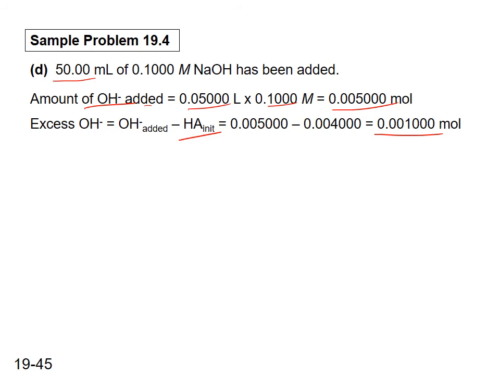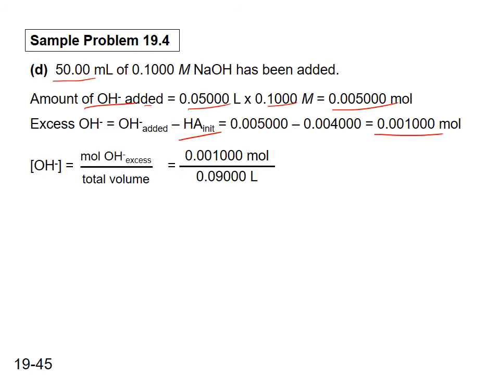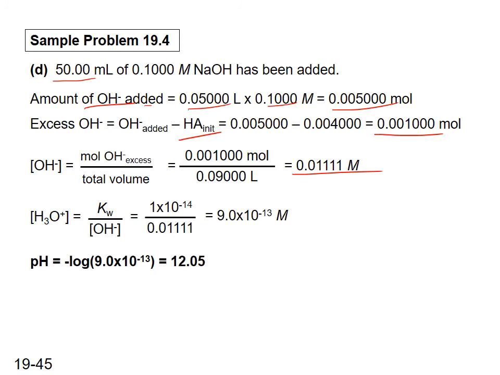Then we divide this number of moles by the total volume, which is 0.09 liters, which gives the concentration of hydroxide in the solution after 50 milliliters of sodium hydroxide has been added. This concentration is left unreacted. Then we calculate the hydronium ion, and then the pH, which is 12.05.